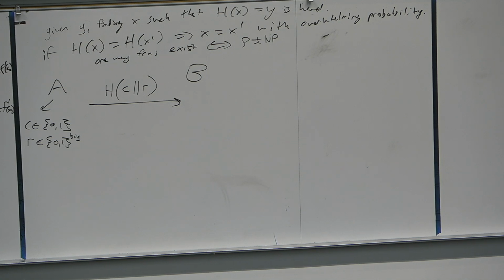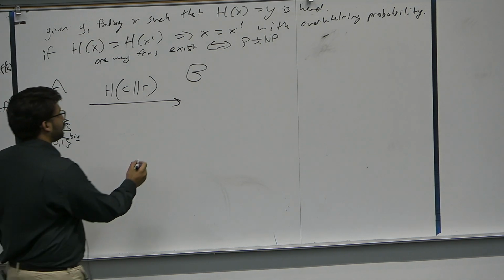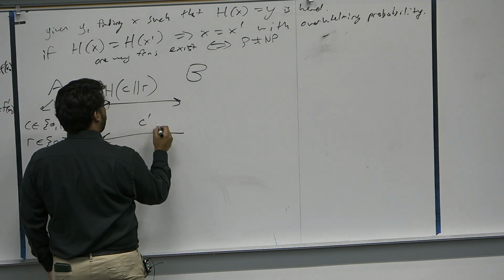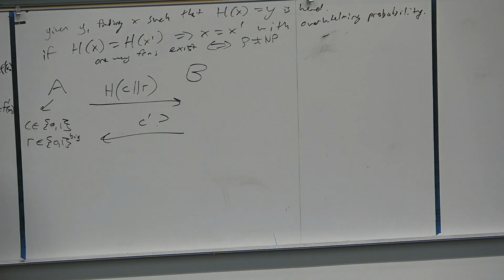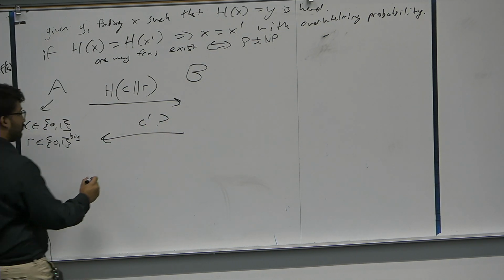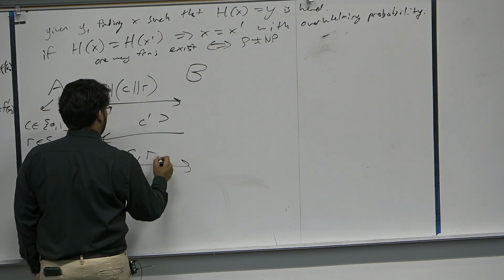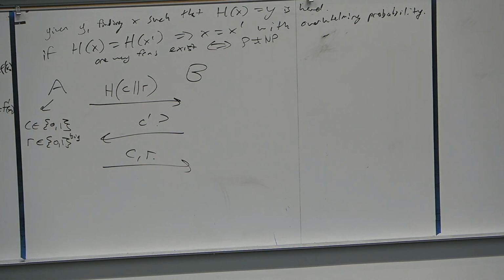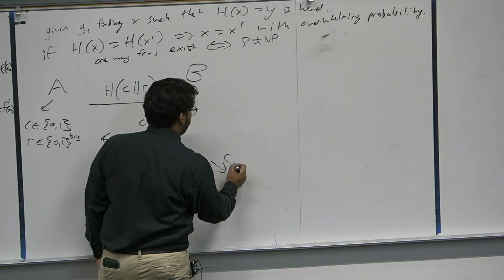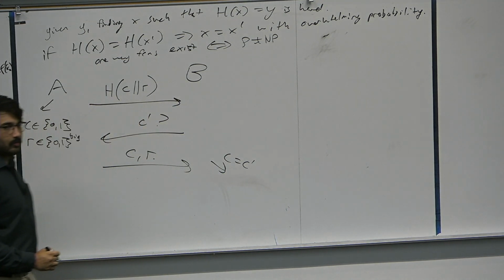He has the randomness, okay? Bob is going to make a guess, C prime. Alice is then going to reveal what the guess actually is, okay? And Bob is going to be happy if C equals C prime. This is called a bit commitment scheme.